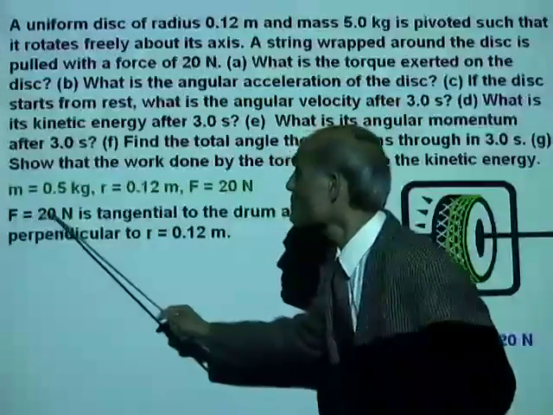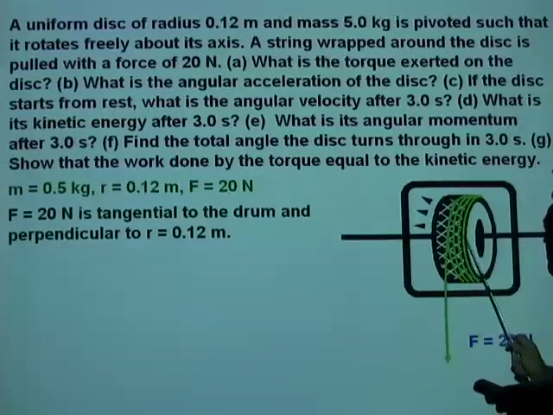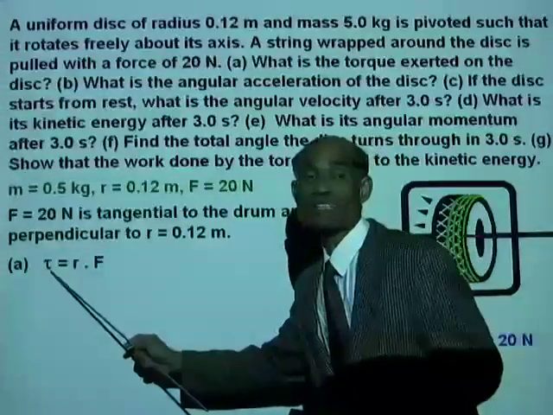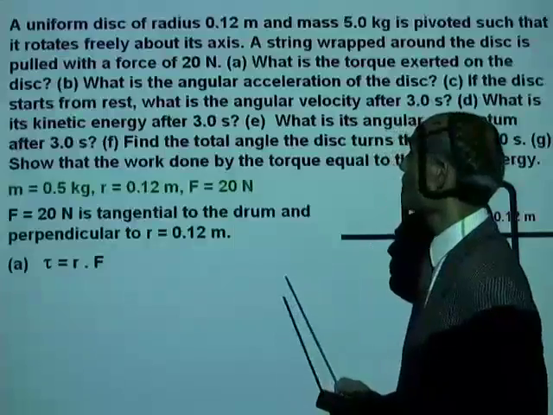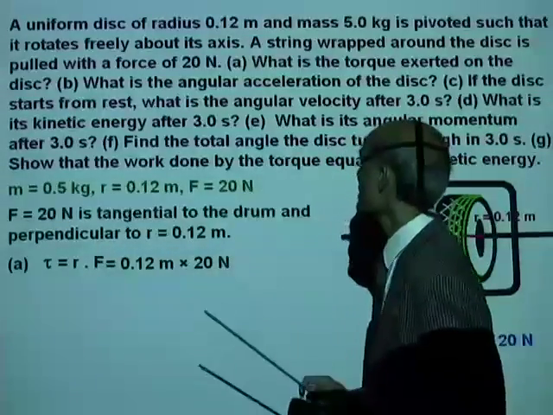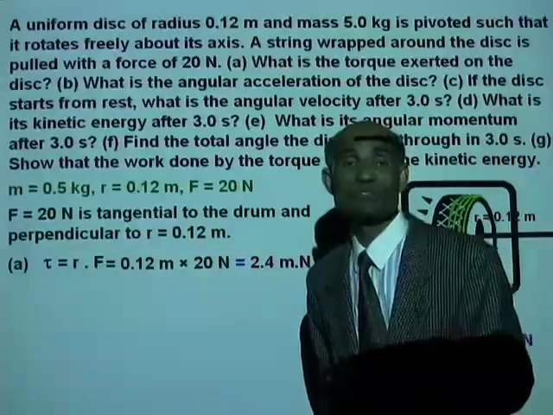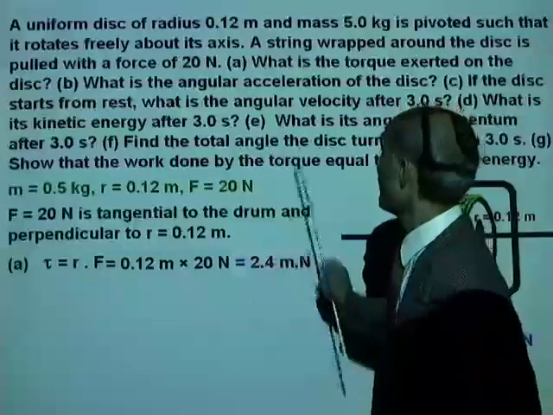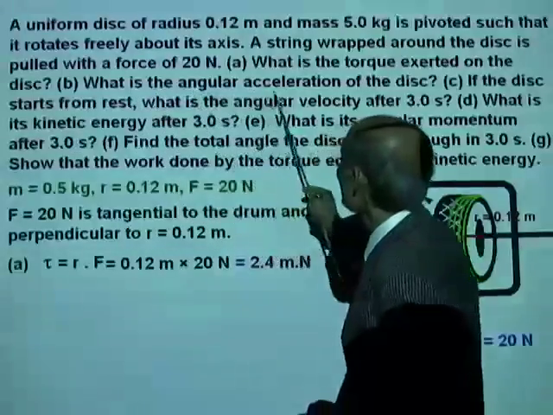Now, F equal to 20 Newton is tangential to the disk, that is perpendicular to the radius. Therefore, torque tau equal to radius multiplied by that force, and that will be 0.12 meter times 20 Newton, that is 2.4 meter Newton, is the torque produced by that force. Well, once you know the torque, you can find the angular acceleration.